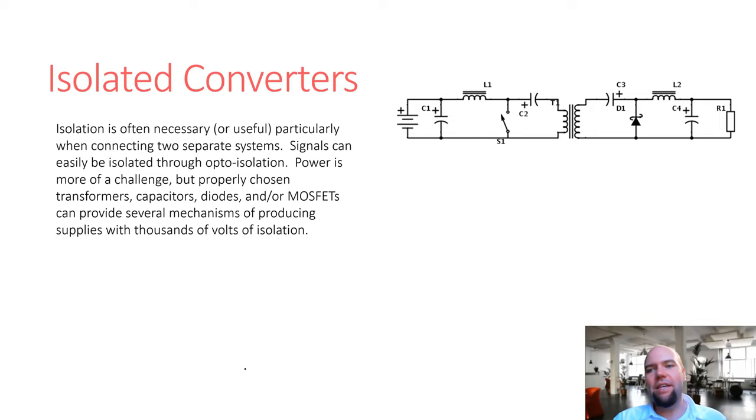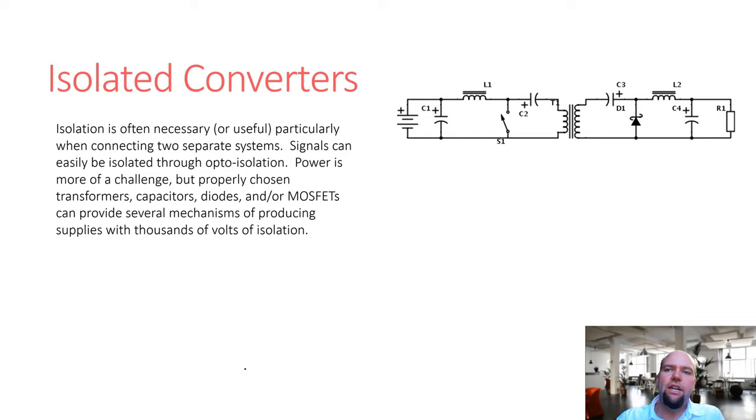You could plug it into something that's at 1,000 volt potential and then walk over and plug it into something that's at 10,000 volt potential. And it doesn't know the difference. It's isolated. It's not tied to any particular reference. It's just maintaining a voltage across its terminals. Isolated converters kind of do that.